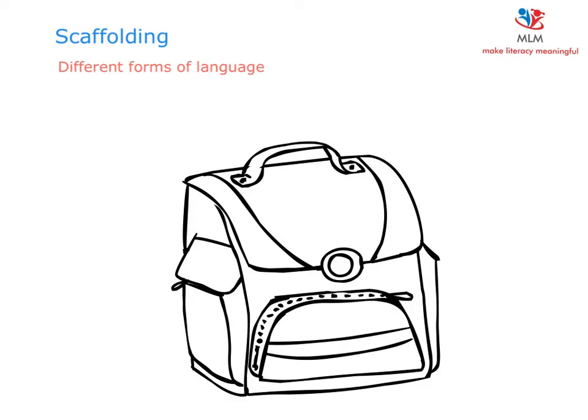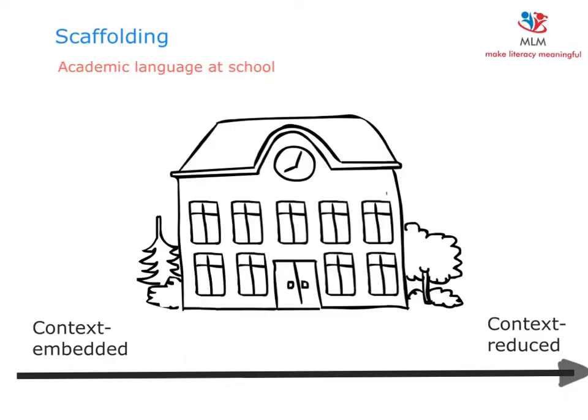At the latest, when the child enters school, they come in contact with decontextualized language. Children are then asked to understand and use this language. This context-reduced language is called academic language.